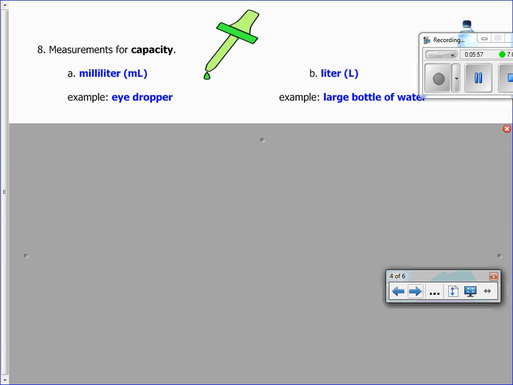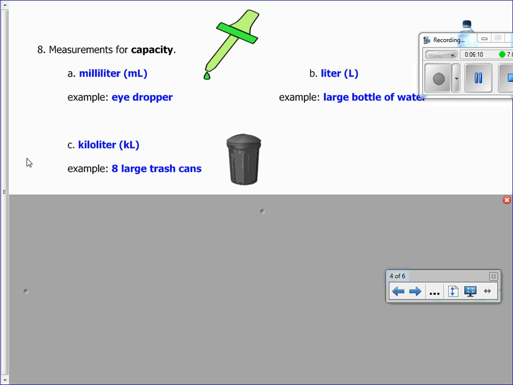The next would be a liter. You're probably familiar with liters, talking about how much you need to drink. L, capital L. The example is a large bottle of water. Last one is kiloliter, which again, kilo being the largest amount. Little k, capital L. Eight large trash cans. So if you can picture eight large trash cans, that's about a kiloliter.